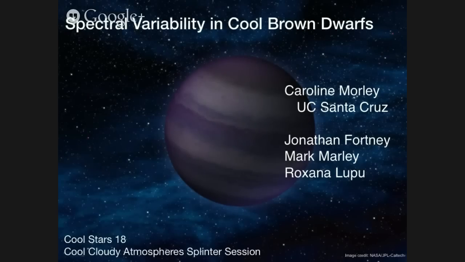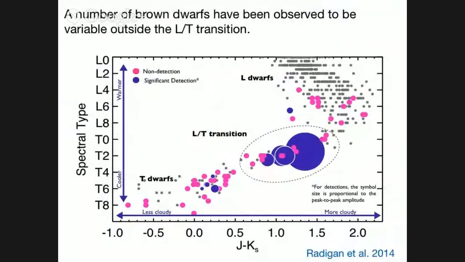Okay, so I'm going to jump right in here to this plot. This plot was shown earlier by Jackie Radigan, from her latest paper. What I want to get across here is that a number of brown dwarfs, as we've seen this morning, have been observed to be variable outside of the canonical LT transition, right?